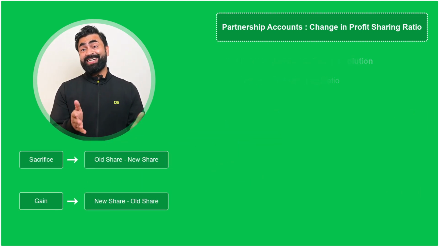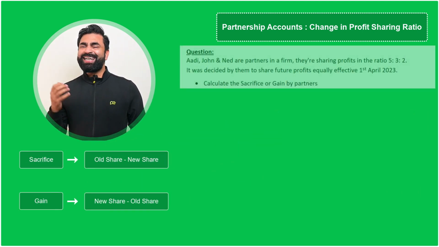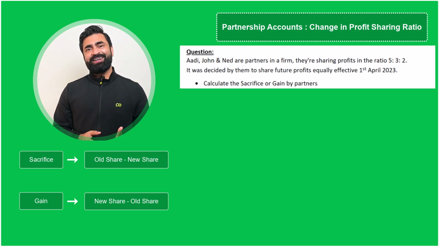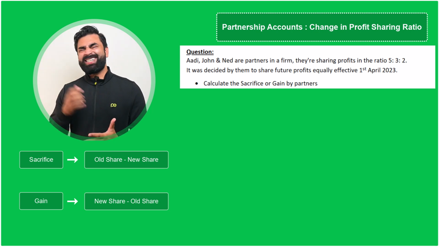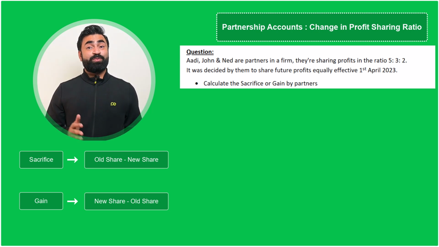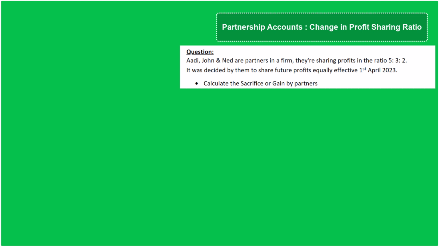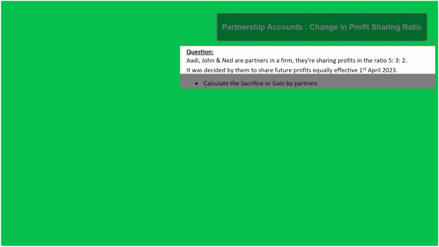Okay, all right, as you can see, I have a problem right now on my screen. Let's solve this together. Feel free to pause me and pick up your pen and notebook if you want. Let me start with dictating the problem, right? It's on the screen anyway. Adi, John, and Ned are partners sharing profits in the ratio of 5:3:2. And it was decided by them to share future profits equally with effect from 1st April 2023.